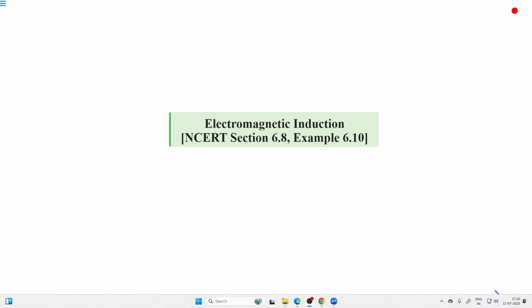So, the topic that we are going to discuss today is electromagnetic induction, NCERT section 6.8, example 6.10.